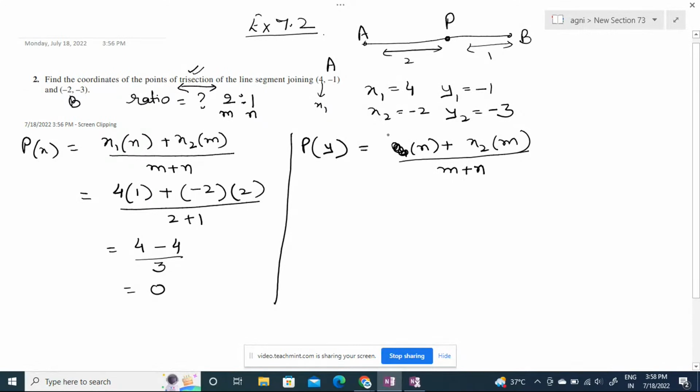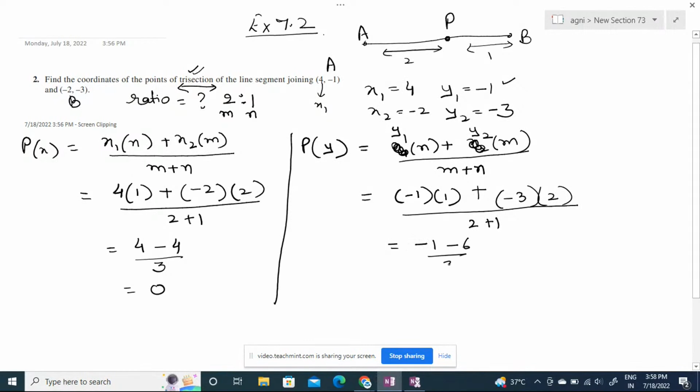So this is the coordinate of y, so we write over here y1 and y2. Now the coordinates of y1 is minus 1 and n is 1. Similarly, the coordinates of y2 is minus 3 and m is 2. Now we have to sum up m plus n, that is 2 plus 1, which is equal to minus 1 and minus 6 by 3. That means minus 7 by 3. So our coordinates become 0 and minus 7 by 3. Just note it down and then I will proceed further.